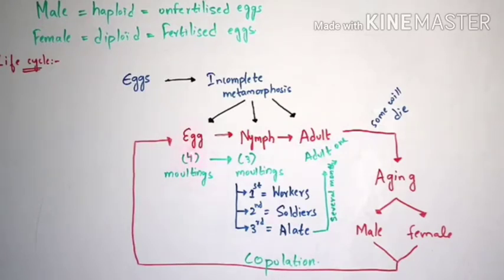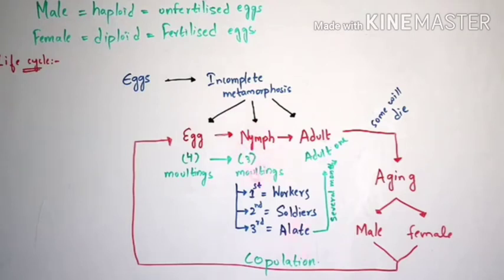Coming to the egg stage, I have told you that each and every life cycle begins from the eggs. These eggs undergo 4 moltings. So what is meant by molting? Molting is nothing but development. After the completion of the moltings of the egg, it enters the next stage, that is the nymph. And this nymph undergoes 3 moltings, which is very very important to remember. The nymph undergoes 3 moltings.